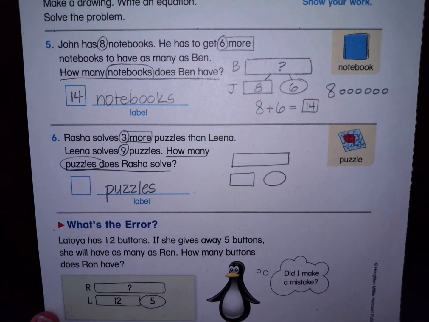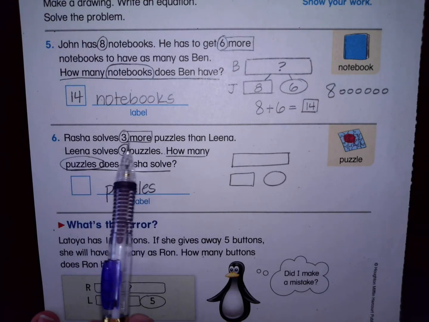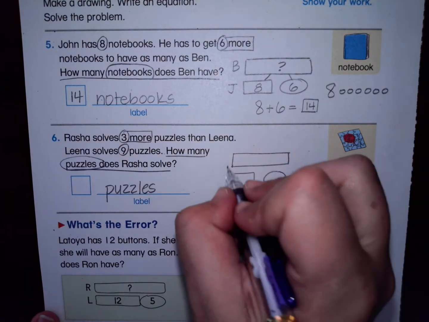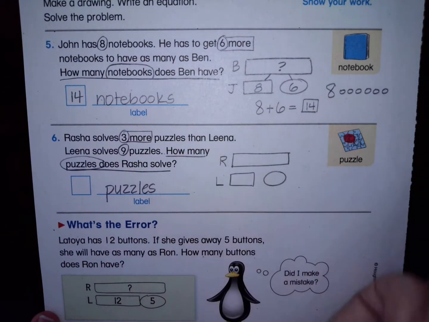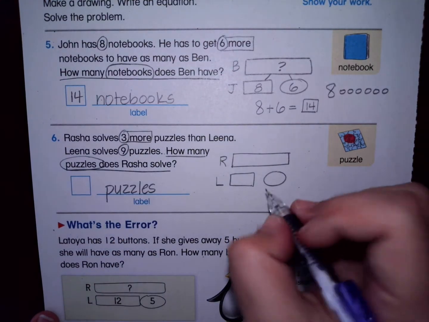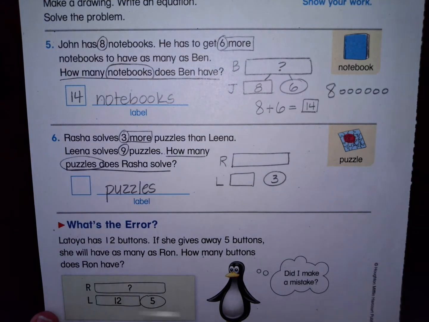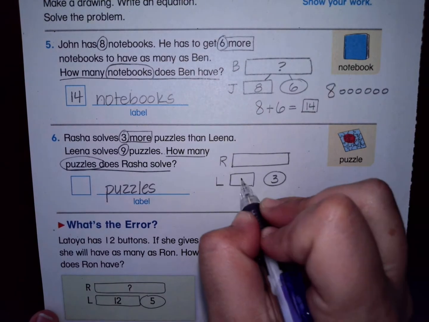So I have Lena and I have Rasha. Let's see who has more. It says Rasha solves 3 more puzzles than Lena. That tells me right there that Rasha solves more than Lena. So R goes on top, L goes on bottom. I see 3 more. I know the number that's connected to the more goes in the oval. I have Lena solves 9. So that goes in Lena's box right here.